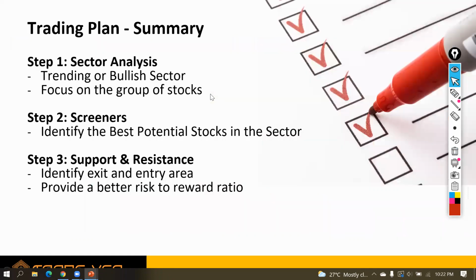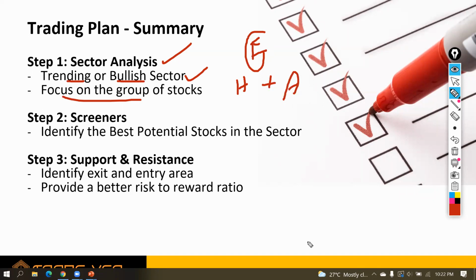All right. So now just a very quick summary before I close or maybe answer some questions if you have for me. First of all, step 1, sector analysis. Trending or bullish sectors. From there we focus on the group of stocks. Example, energy. From energy we look into Hibiscus and Bumi Armada. Of course, RL and Trimin will be pretty good as well, but because of the time, I use these as a 2 case study.